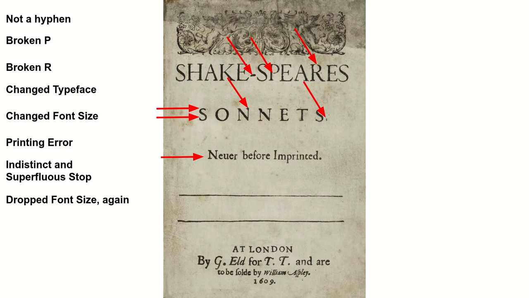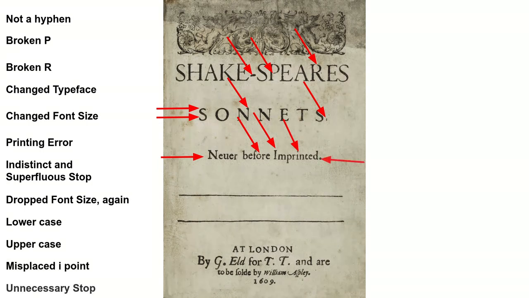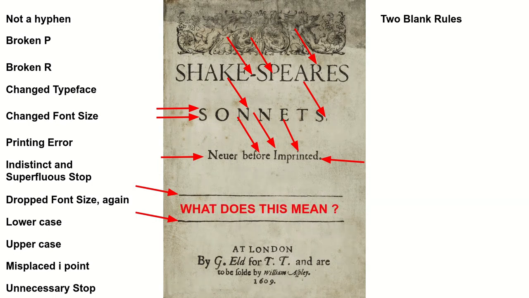So on to the next line, and we've dropped font size again. We're now in lowercase, which isn't particularly nice. A bit of uppercase there. And we've got the misplaced I, and we've an unnecessary stop. You don't need these stops on the ends of headlines. Right. Now we've got two blank rules. Oh my goodness, what do those mean? What do two blank rules mean? The comment section below is available for anybody that can give me a reason other than they just wanted to do it, or it's anonymous.